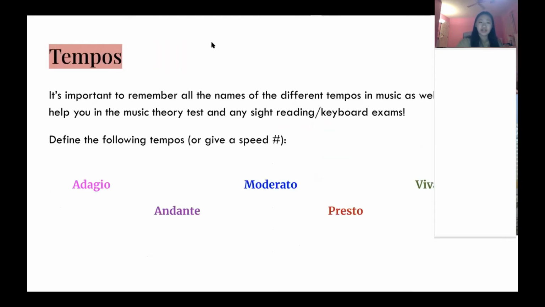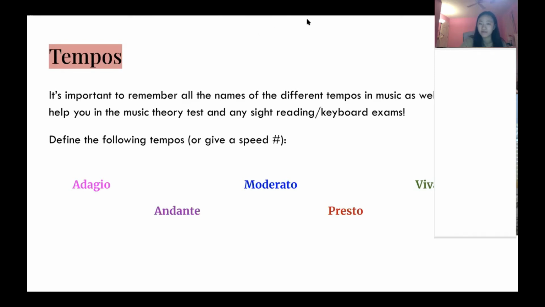Okay, so we just did dynamics and a few articulations. So now we're going to go to tempo. It's really important to remember the names of different tempos in music because it's going to help you in the music theory test and any sight reading and keyboard exams because you're going to know how fast to play the piece. So here I wrote 5 pretty common tempos that you have probably seen before.